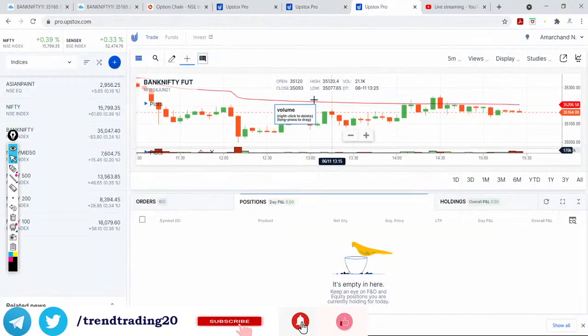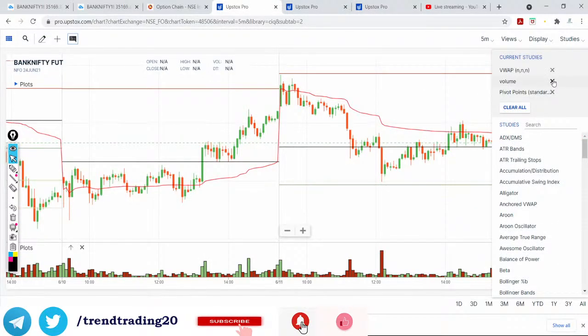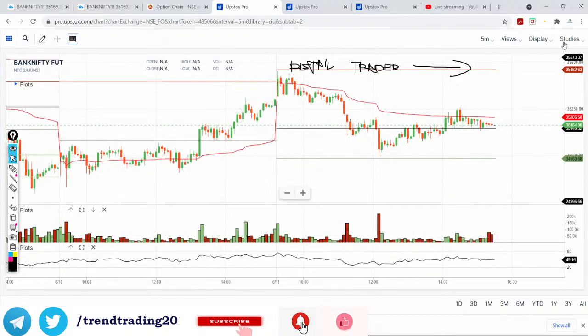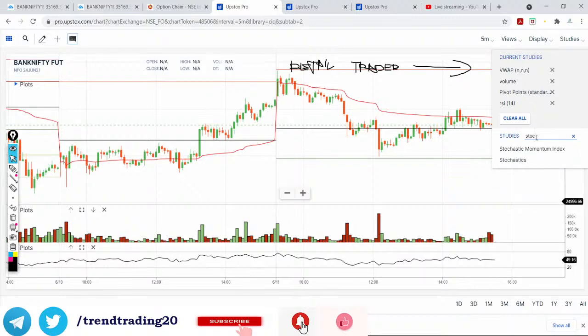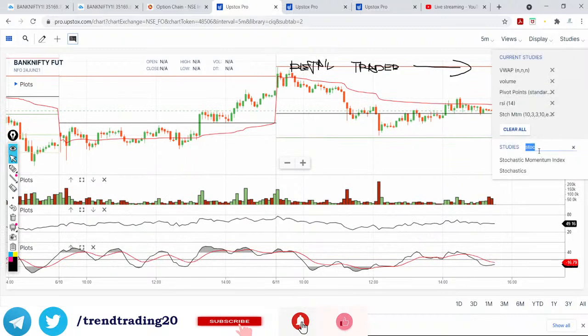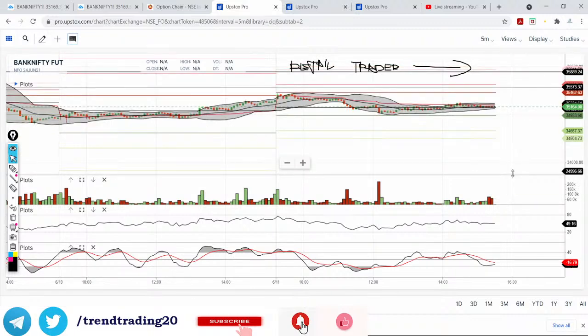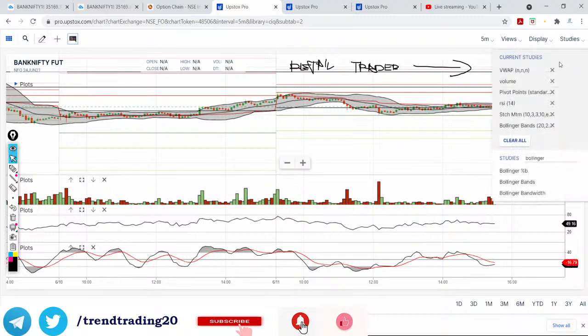But now I will tell you what retail traders will do. Try to understand, this is especially for retail traders. They will search for the indicator called RSI and add it. They will search for stochastics. I'm not against any indicator, but I'm telling you what retail traders will do. And later on they will add Bollinger Band, especially the trollers.